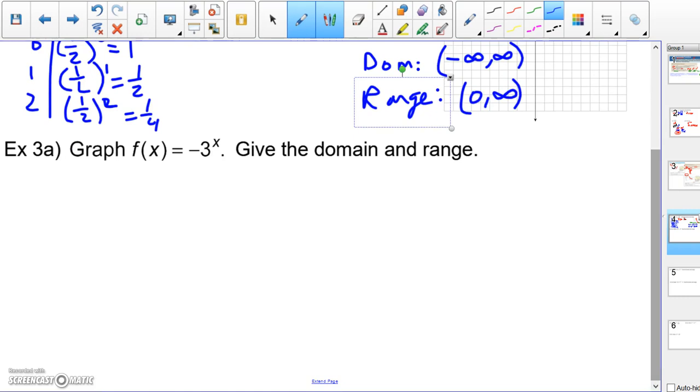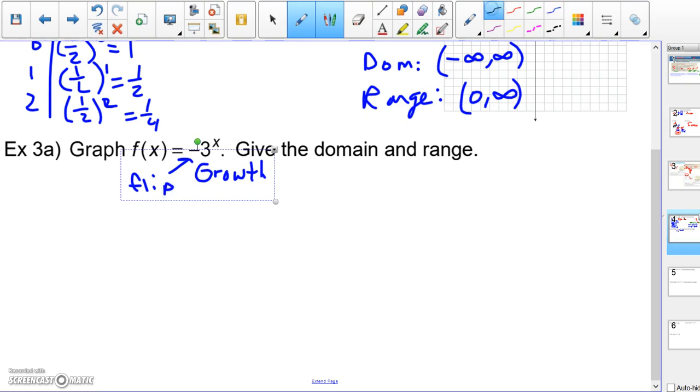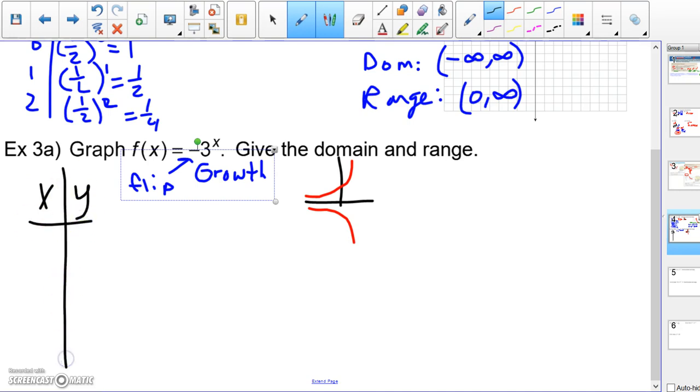So this next one, it looks like it's going to be growth because of the 3, but the negative sign is going to flip it. So it is a growth problem, not a decay, but it's going to be growth with a flip. So normally growth would look like this, but this one's going to be flipped, so it's actually going to look like this. I think it's smart to know what it looks like before you start. So I'm going to plug in some, maybe the same numbers.